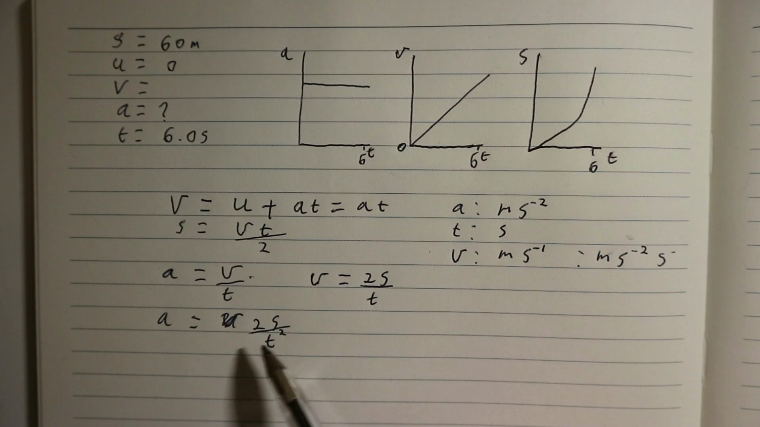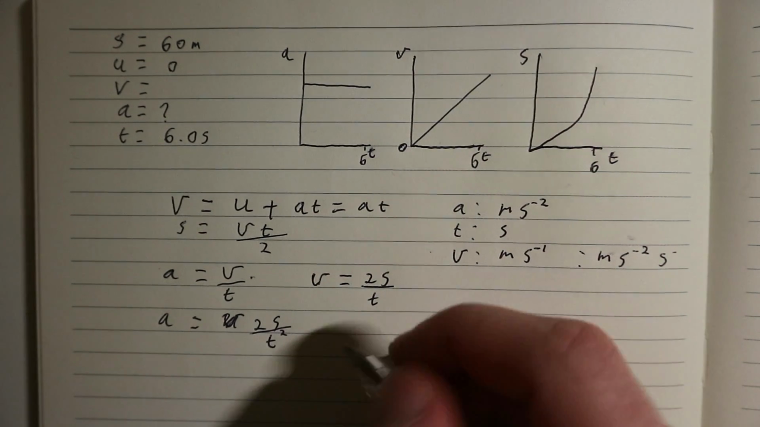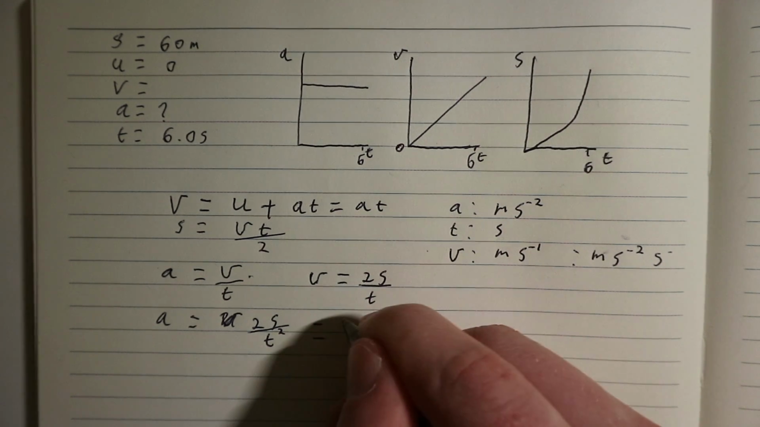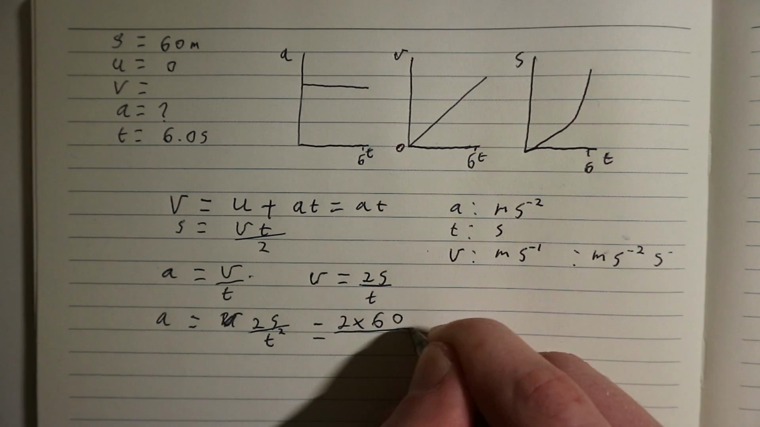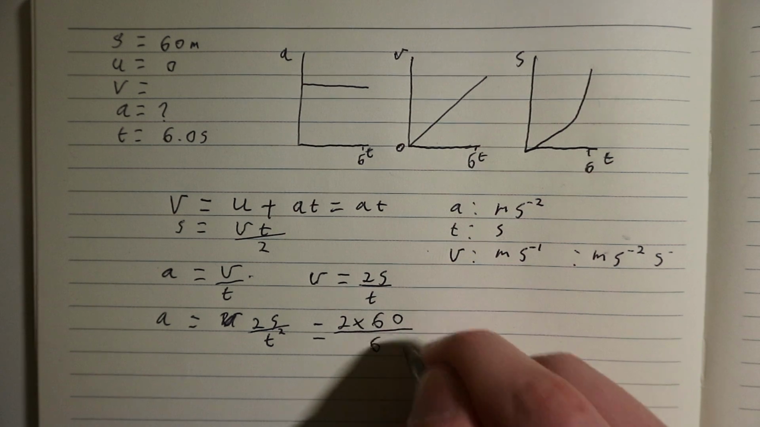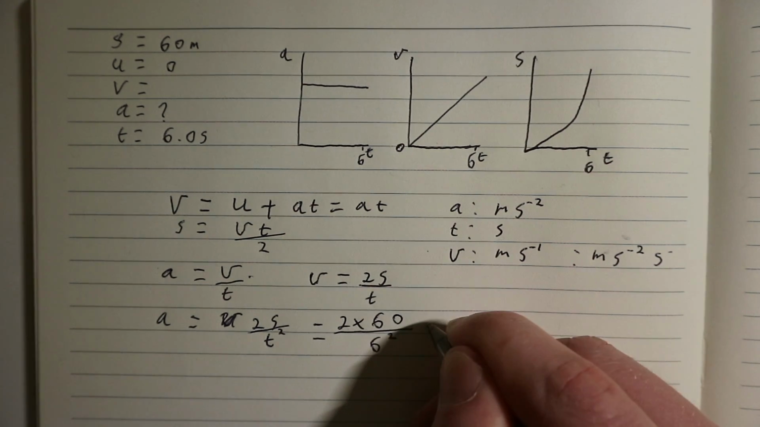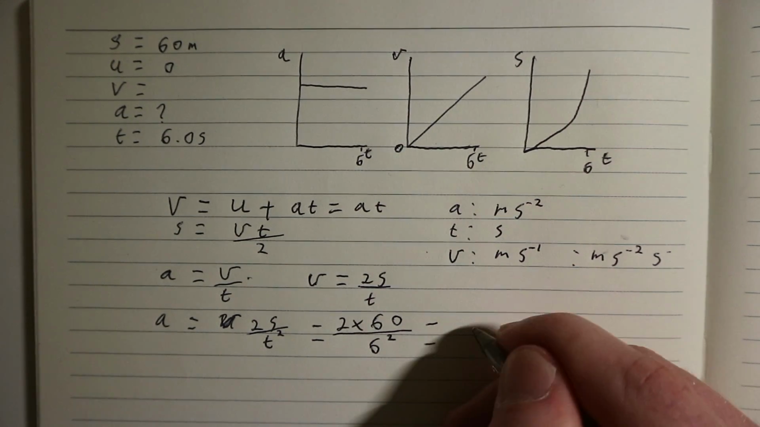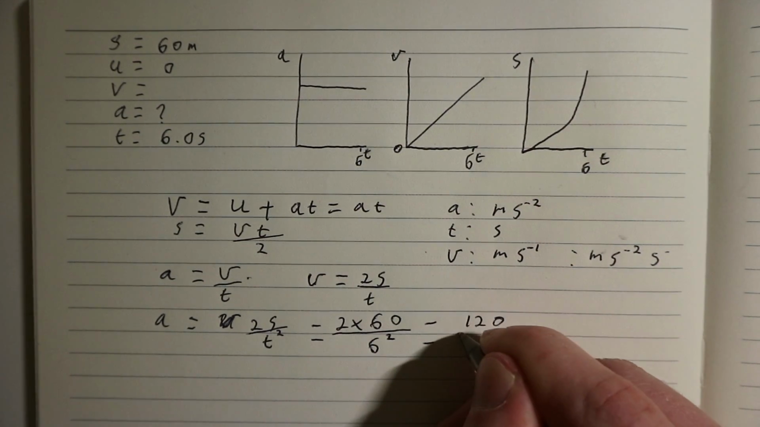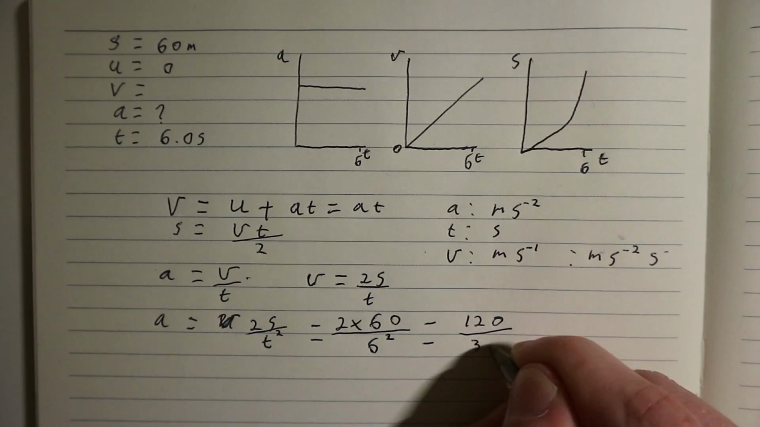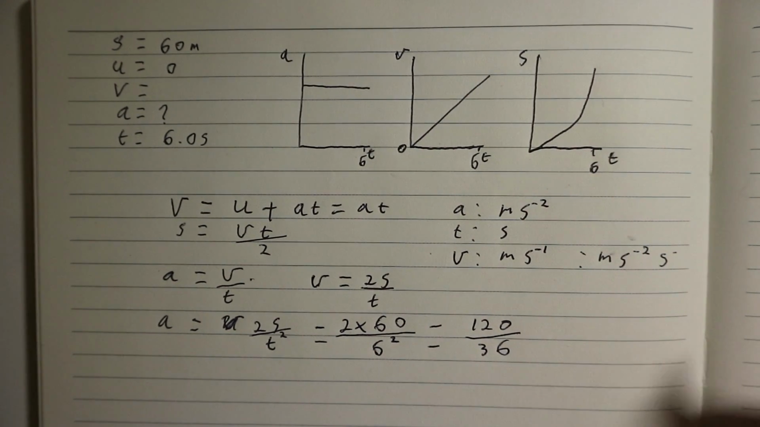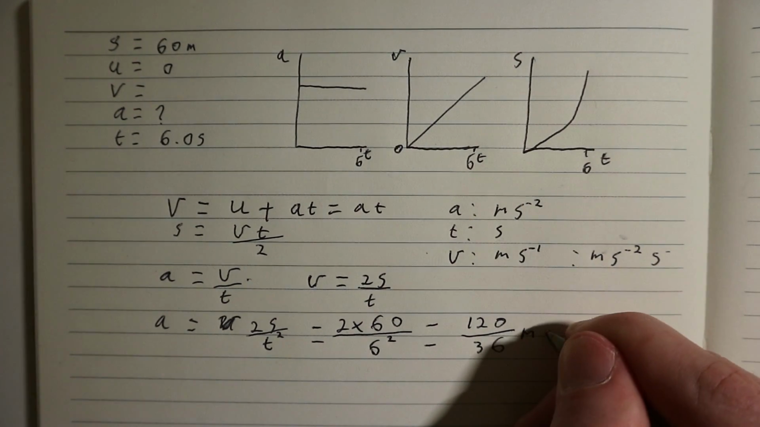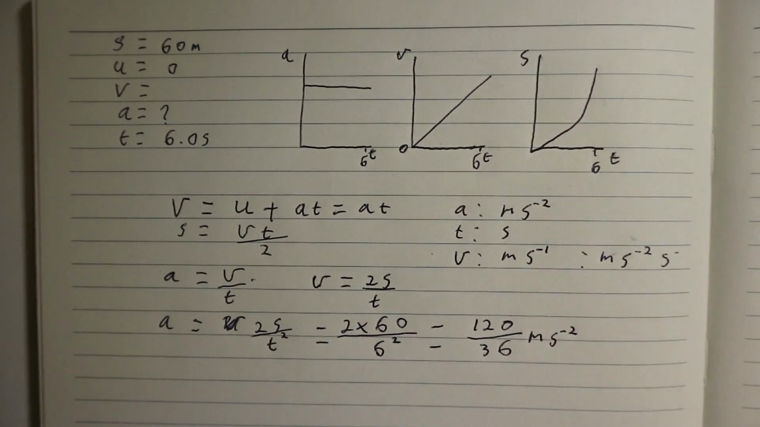And we have all of these values, so we can just sub them in as 2 times 60 over 6 squared. And that is 120 over 36, which is your acceleration. I should add meters per second squared.